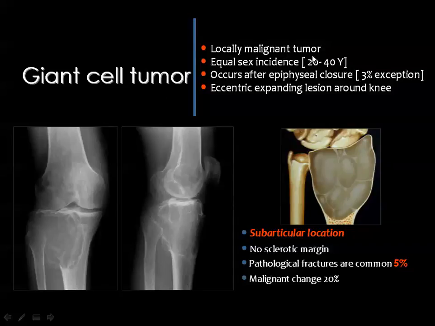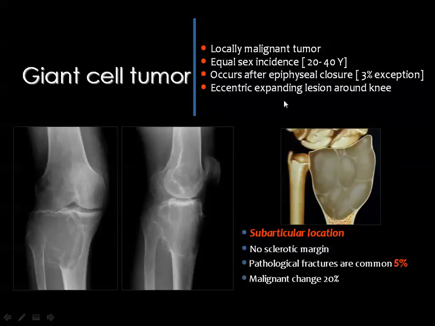The next tumor in this group is the giant cell tumor or the osteoclastoma, and this is a locally malignant tumor. This is not a benign lesion. It appears after the epiphyseal closure, after the age of 20 years. And here you cannot see the line of the physis. Then this tumor will arise after epiphyseal closure. However, there are some exceptions for this, around 3%, which may appear before the epiphyseal closure.